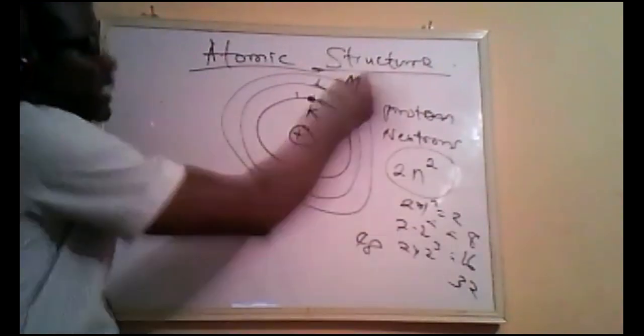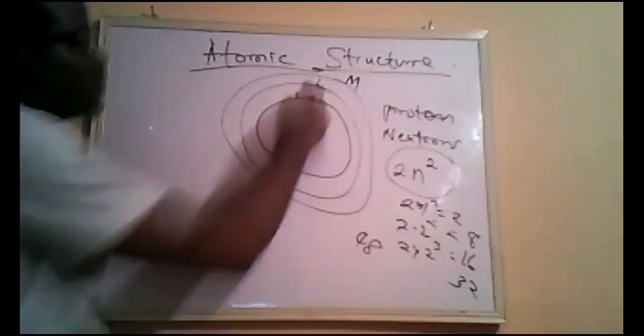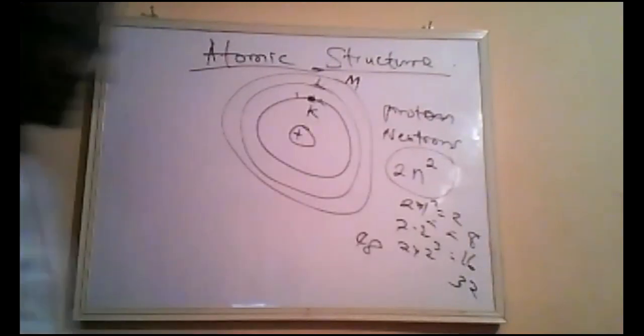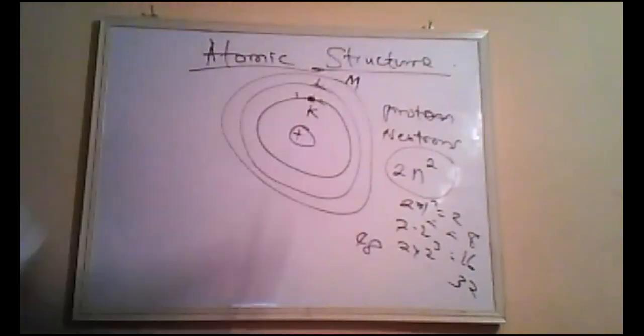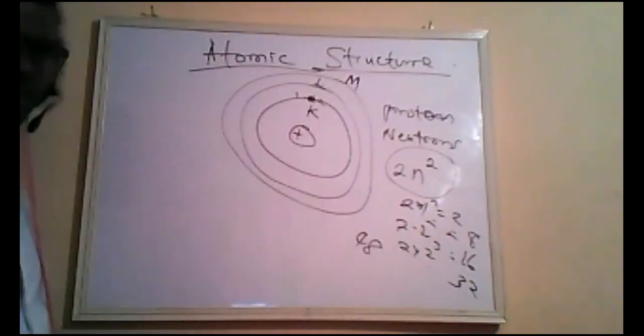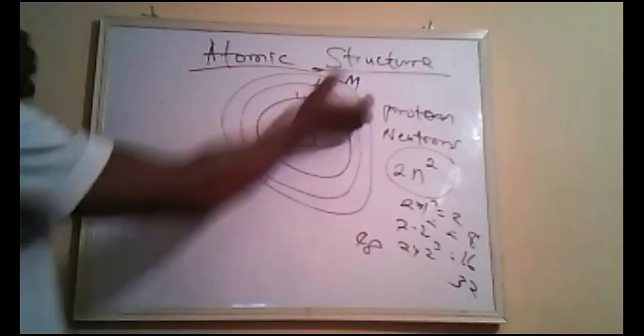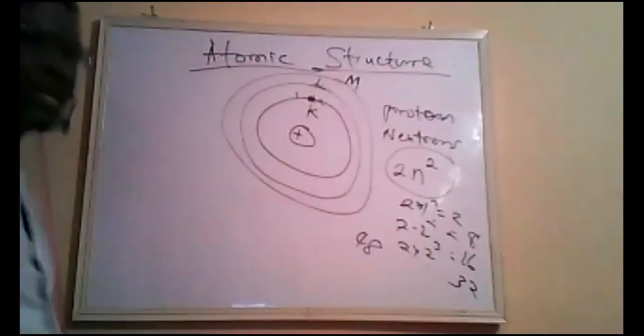The number here can never exceed 16. The number here, of course, can never exceed 2. Then for the nuclear material, proton and neutron, you also have their shells. You also have their energy levels, similar to the energy levels of electrons.